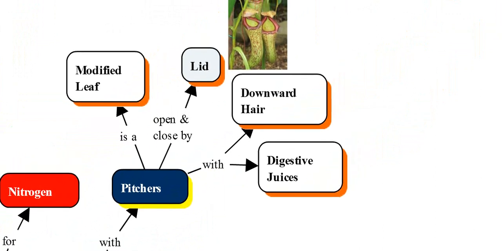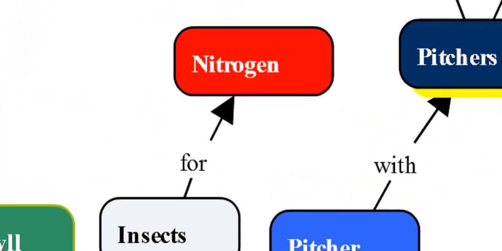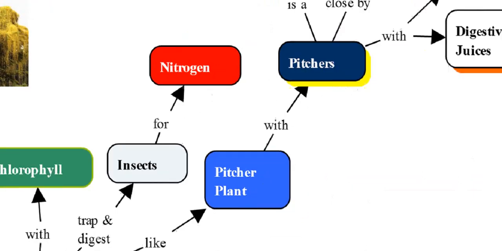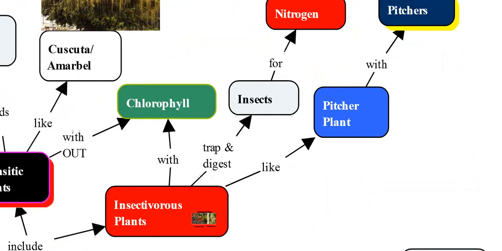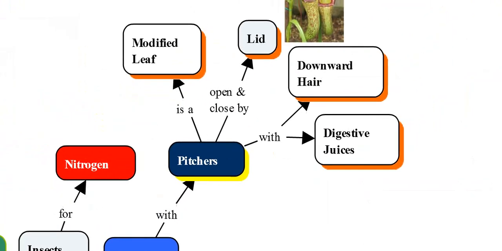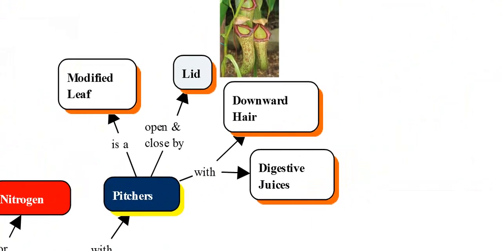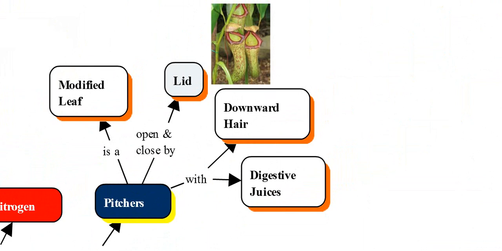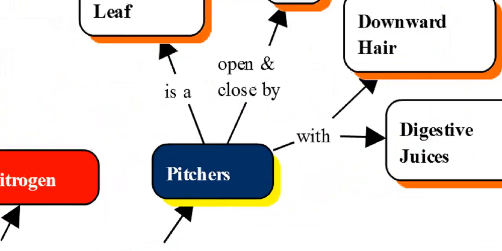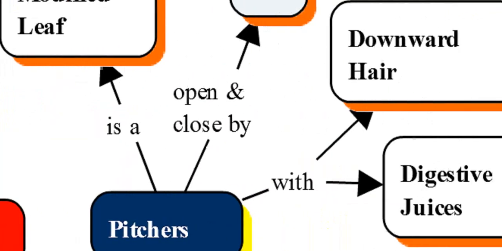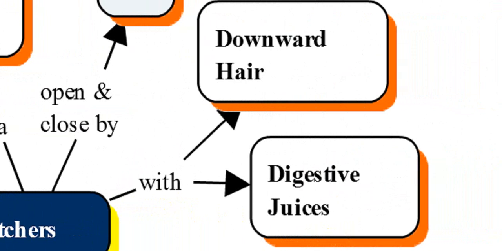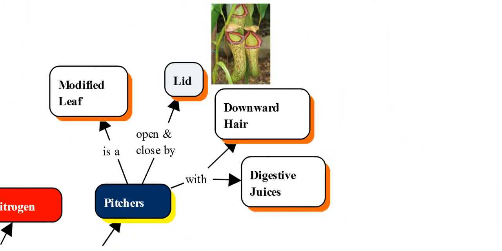And this pitcher is with downward hair. When an insect comes inside the pitcher to look if something is there, the lid closes and the hair pushes it down, and it releases digestive juices and digests the insect and gets its nitrogen.